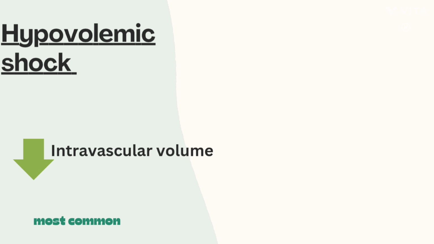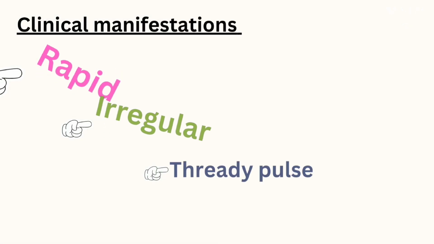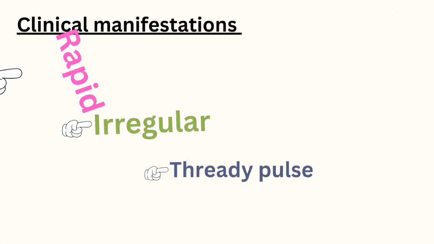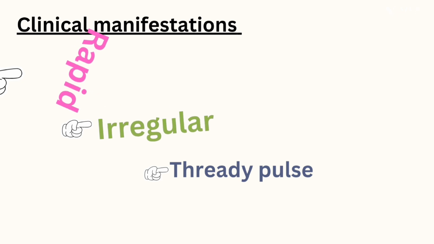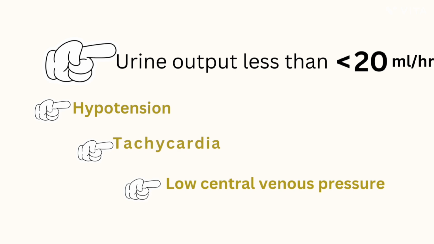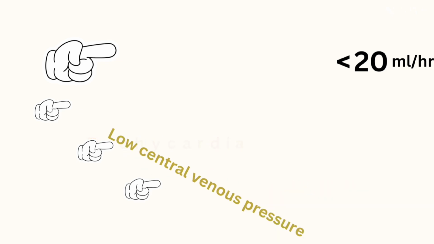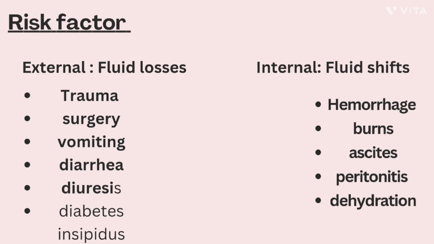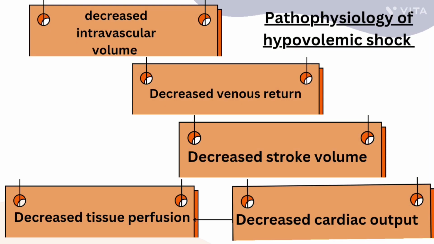The word hypo already means hypotension, low blood volume, low intravascular volume. The clinical manifestations are a rapid, irregular, thready pulse, urine output less than 20 ml per hour, hypotension, tachycardia, and low central venous pressure. Normally the central venous pressure is 2 to 6 mm Hg, so less than 2 means hypovolemia. Risk factors, or causes: external, that is fluid losses; internal, that is fluid shift. You can see in that picture how these external and internal factors affect.